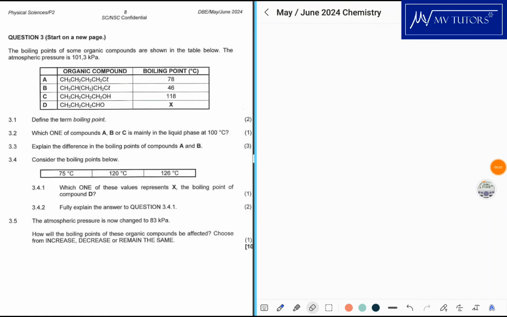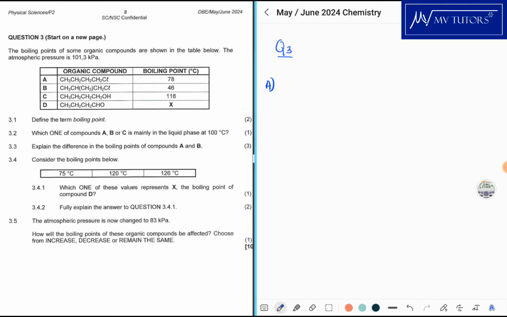Question 3. All right, so it says the boiling points of some organic compounds are shown in the table below. The atmospheric pressure is 103.3 kilopascal. Okay, what's happening with A?